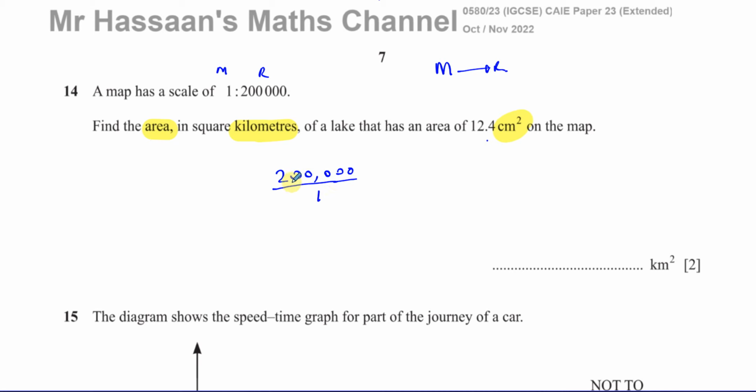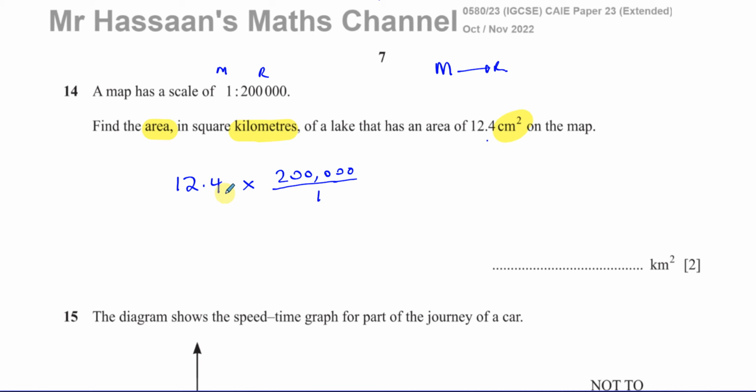Now the reason why I'm teaching you like this is because sometimes the scale is, for example, 2 to 25. So, I mean, I could say just multiply by 200,000, but if it was a scale of, say, 2 to 25, then you'd multiply by 25 over 2. So that's the reason why I want to make sure that you understand exactly how to deal with any type of situation. So in this case, I'll write 200,000 over 1, and that's multiplied by the area on the map. But this is the ratio of the lengths.